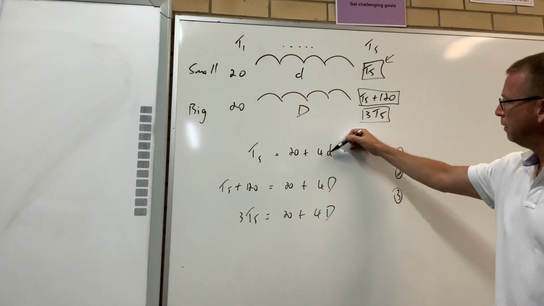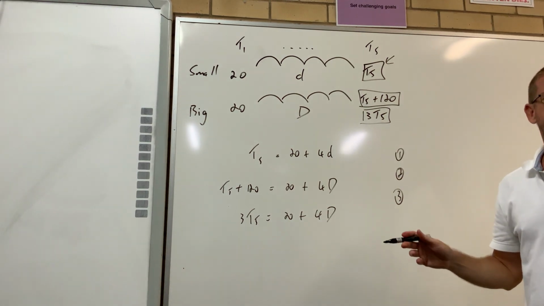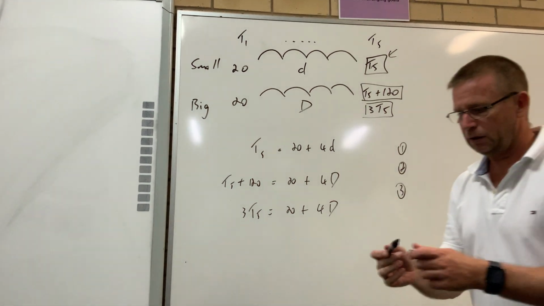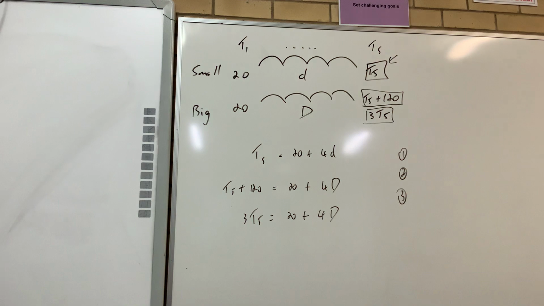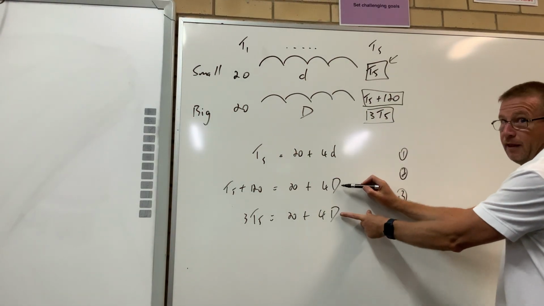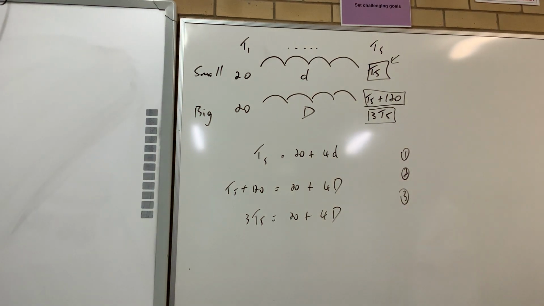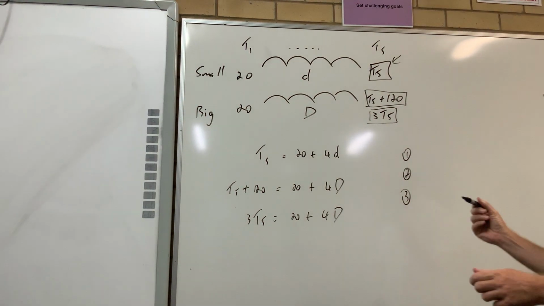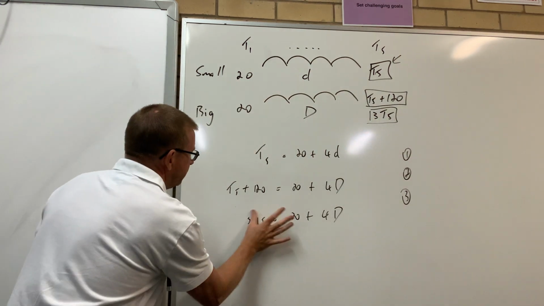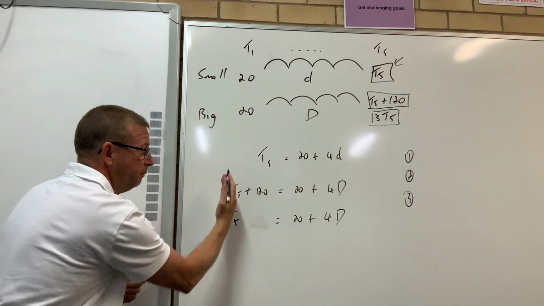I've got 1, 2, 3 unknowns, 3 equations, so it has to be solvable. How do you want to solve that? Do the bottom 2, because look at that. Do we want to subtract up or down? Let's just move that over here so it's in a column.